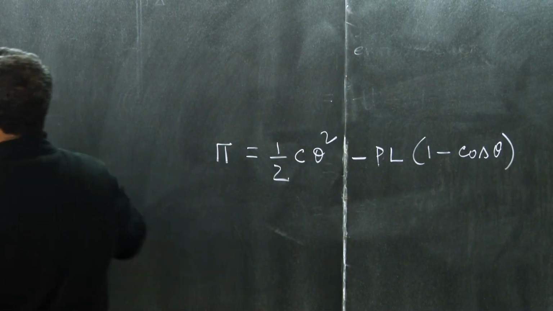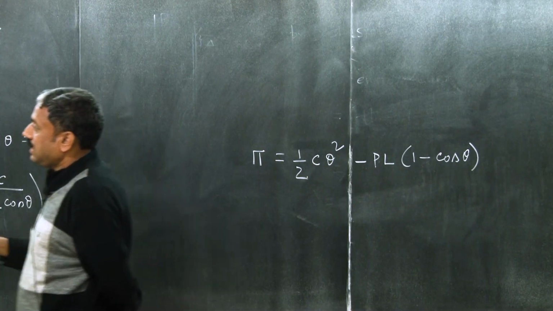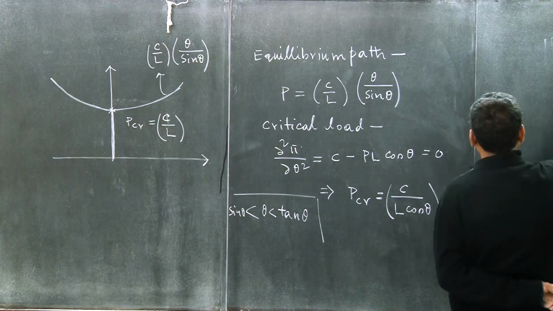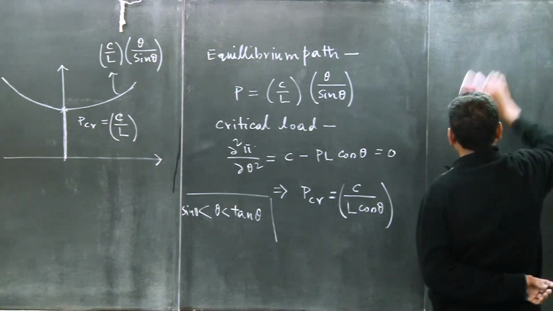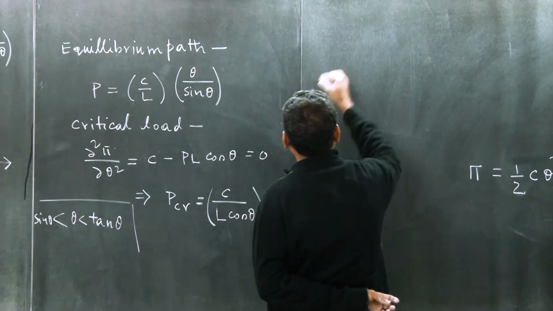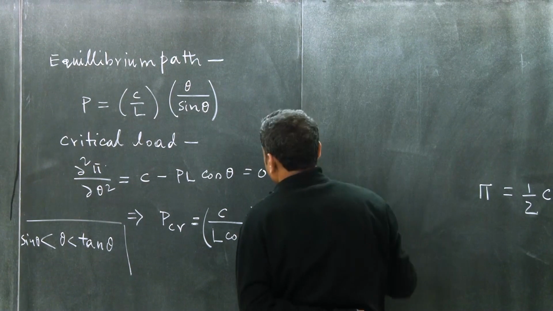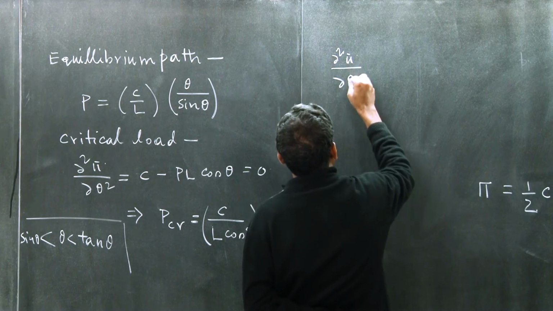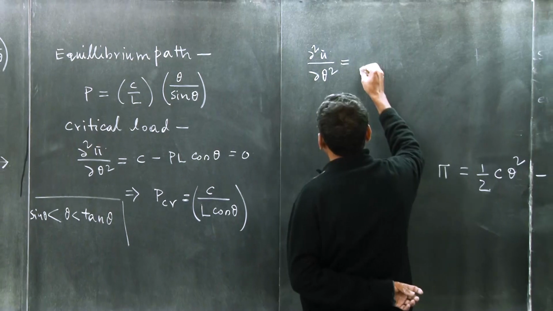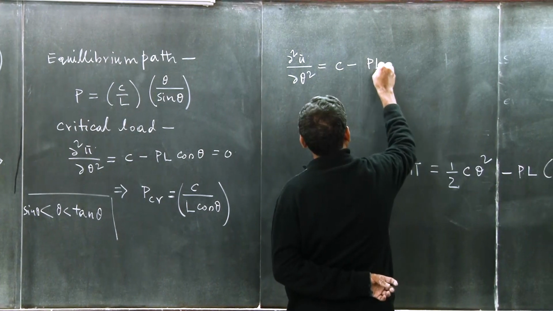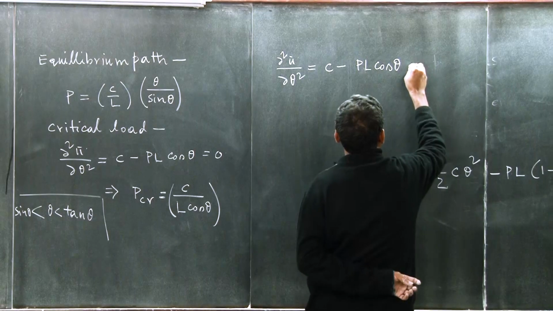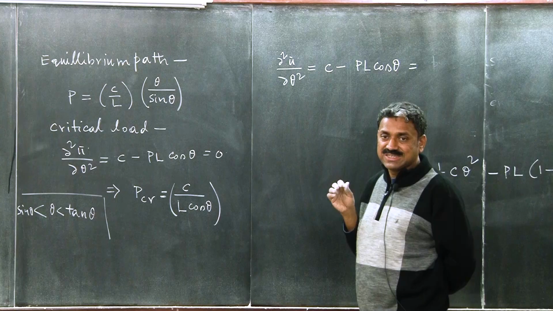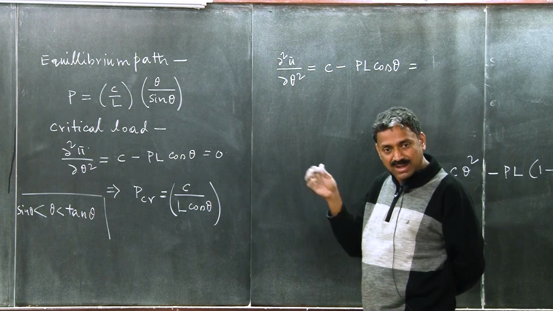We will do that later. So see the post critical path, we want to see. For that, for the stable and unstable, del 2 pi del theta 2 is nothing but C minus PL cosine of theta, right? This is nothing but the stability path, right? Because that will decide: if it is 0, then it is the boundary; greater than 0, stable; less than 0, unstable.